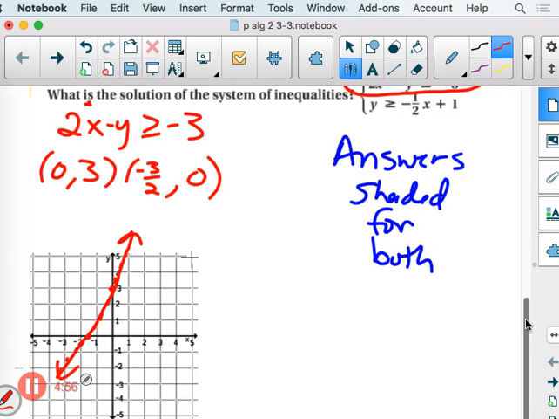Test a point. Yeah, I know what you're thinking. That'll work for the other one, but this one we're going to test a point. So let's test. It doesn't go through 0, 0, so let's test 0, 0. 0 minus 0 is 0. Is 0 greater than or equal to negative 3? Greater, isn't it? Okay, so we need to shade where 0, 0 is.